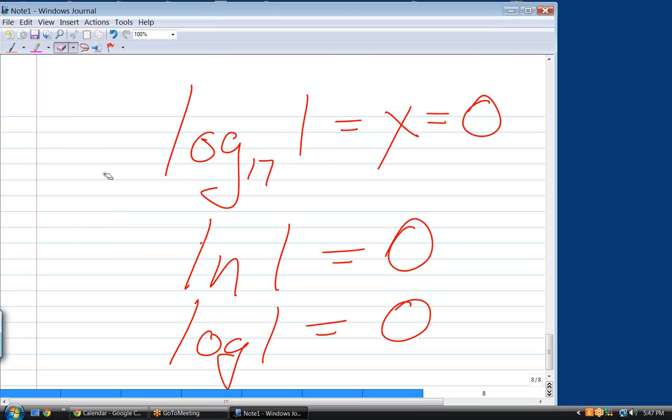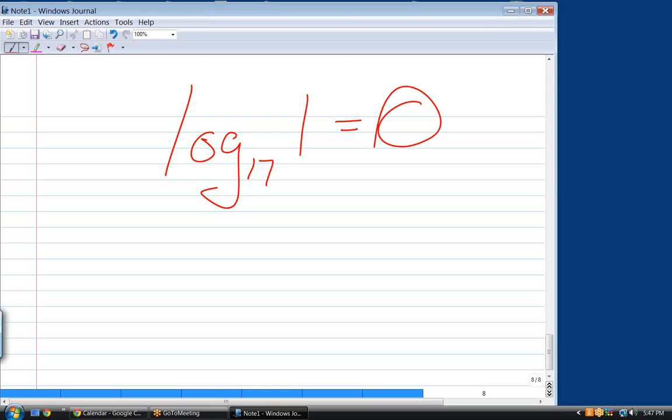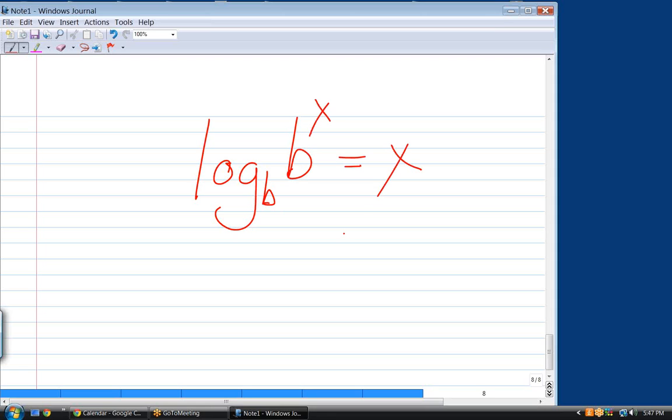So a couple of things you have to remember about logs is, first of all, the log of 1 is always equal to 0. In other words, I didn't really need that x. That's what it is. And the second thing is the thing I just wrote, which is the log base b of b to the x equals x.